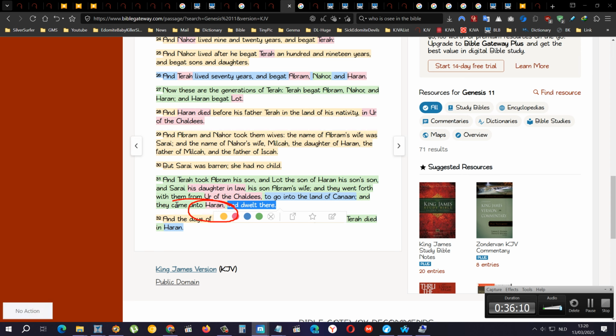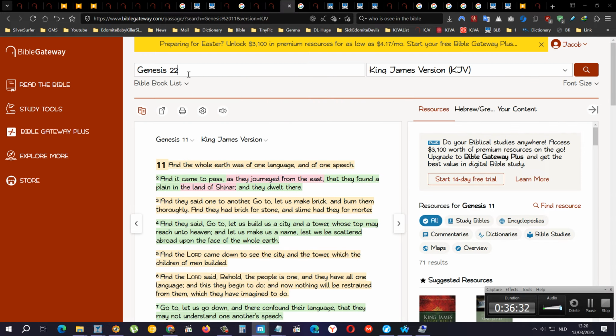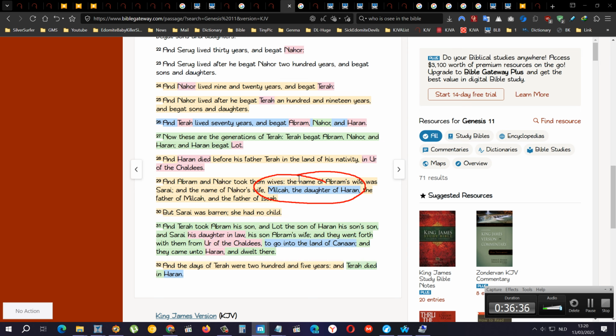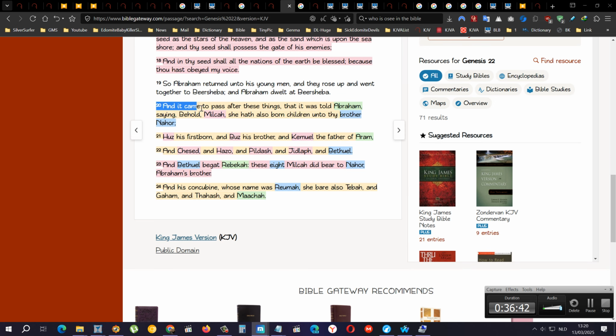So who was in Haran? His brother Nahor and his children, Milcah and so on, the daughter of Haran. And then Nahor took that daughter and made children. Yes, it says it right here. And then fast forward to Genesis 22, because it says here, Milcah, the daughter of Haran. And in verse 20, it came to pass after these things that it was told Abraham, saying, Behold, Milcah, she has also borne children unto thy brother Nahor. So it's all in the family.